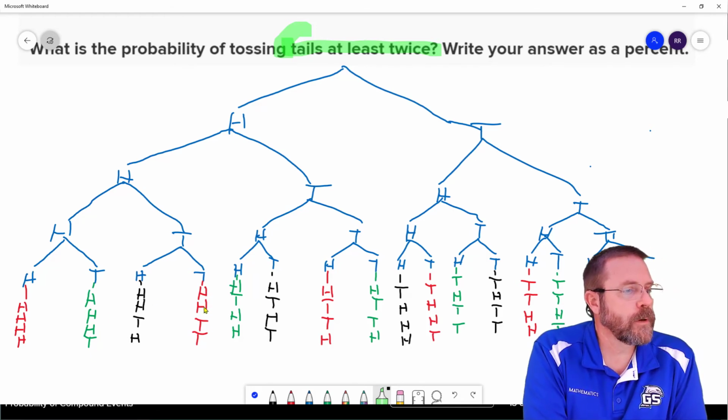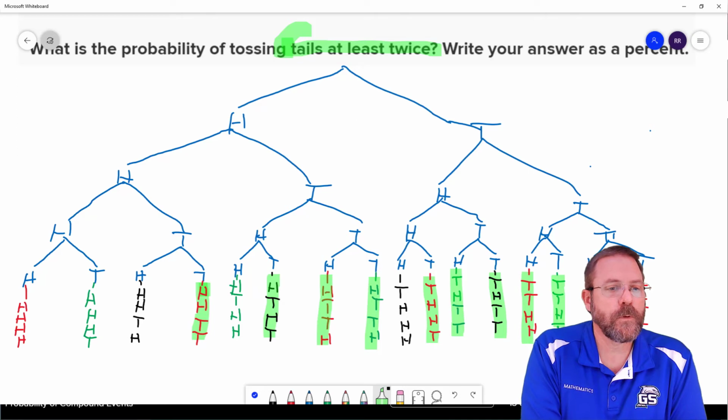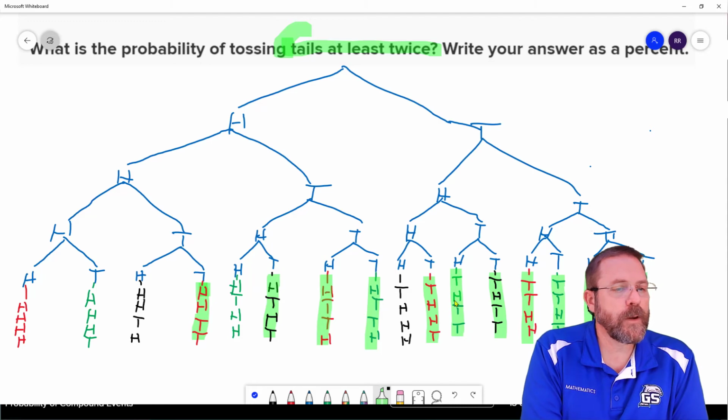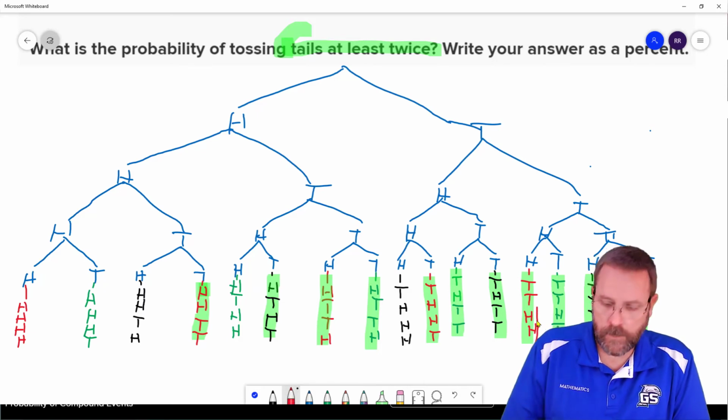Come on, let's see if my computer will catch up. There you go. That one's got twice. That one's got twice. That one's got twice. This one has twice. That one has twice. That's three times. This one's three times. Twice. Three times. Three times. And four times. So we've got 1, 2, 3, 4, 5, 6, 7, 8, 9, 10, 11 times that it is going to occur at least twice.